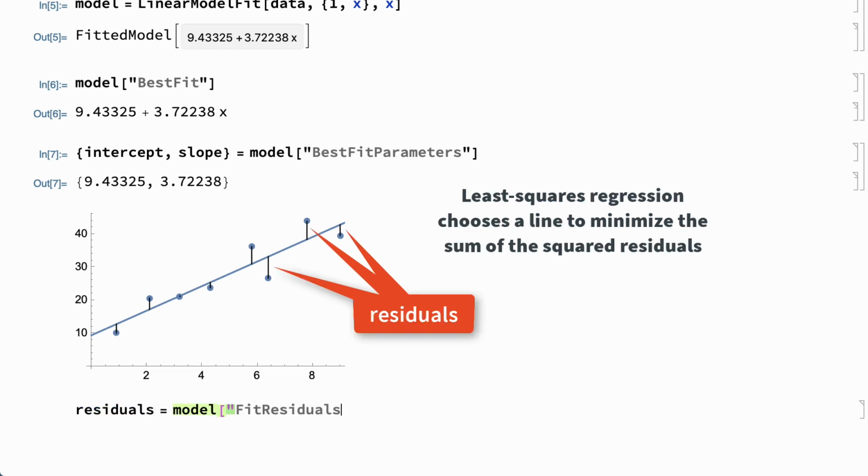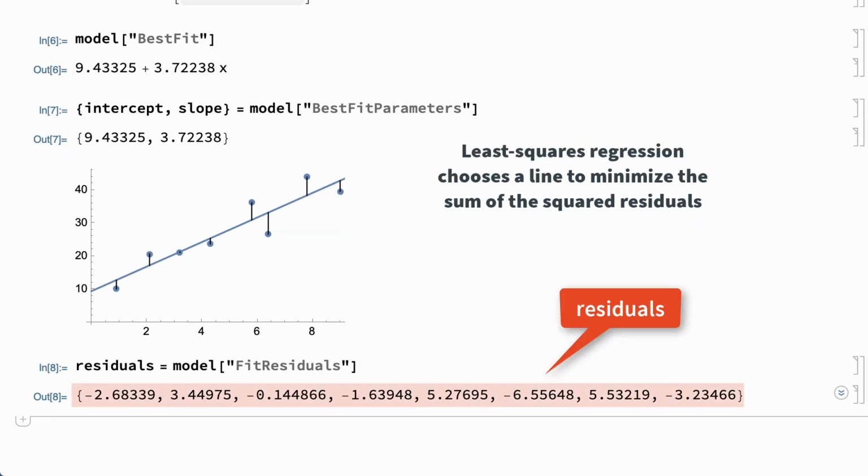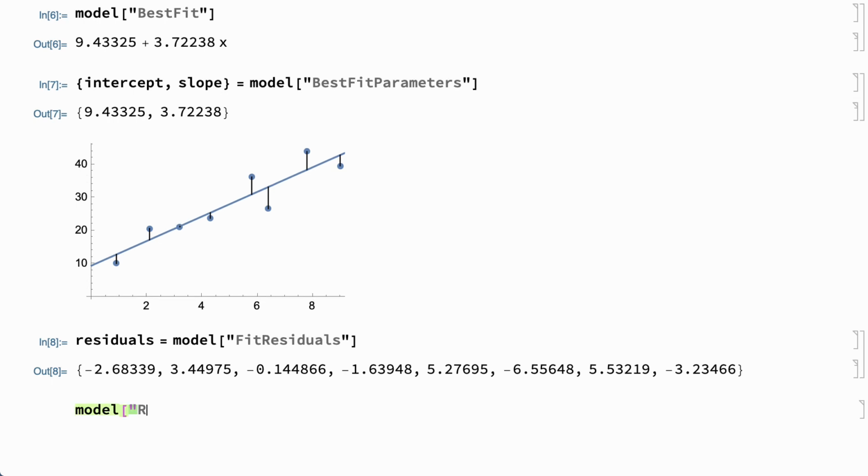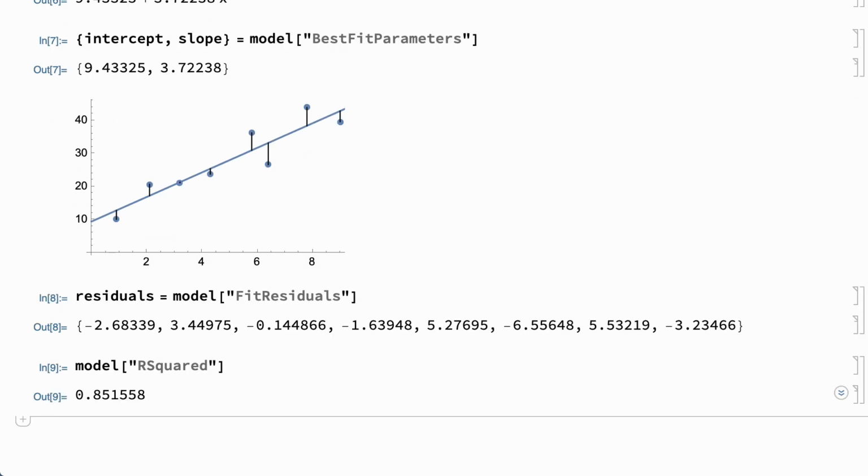This input uses the "FitResiduals" property to get the list of residuals. The residuals are a measure of how close the line is to the data and can be used to compute various measures of the quality of the fit. One of those measures is the coefficient of determination r squared, which came up in an earlier section. This input gives r squared for the model in this example.